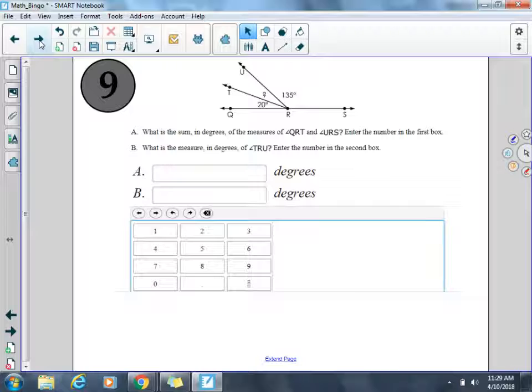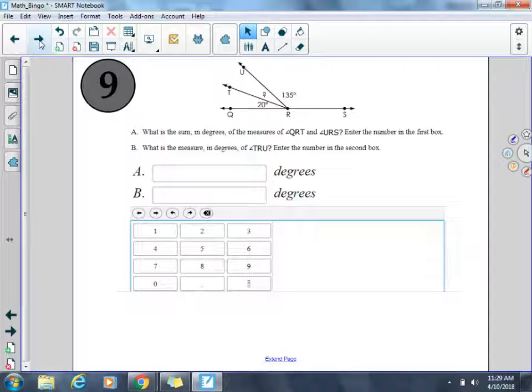Next one is question number 9. Okay, the first question says, what is the sum in degrees of the measures of angle QRT and URS? You're going to enter that number in the first box. Part B says, what is the measure in degrees of TRU? Enter that number in the second box.